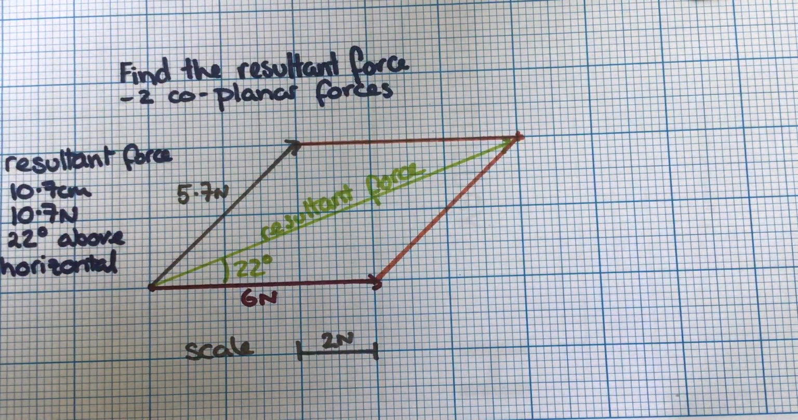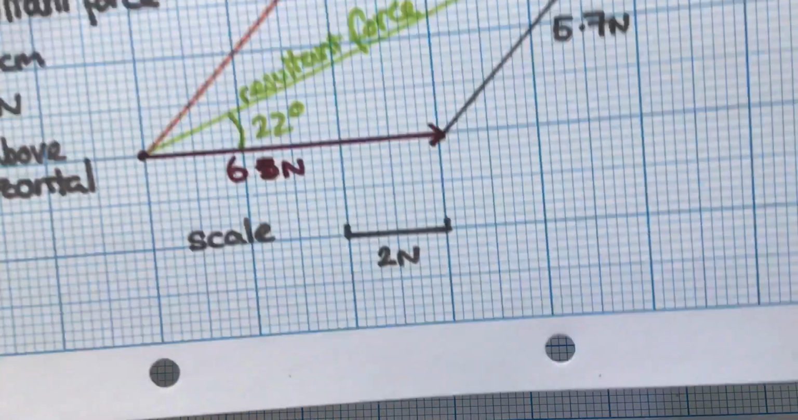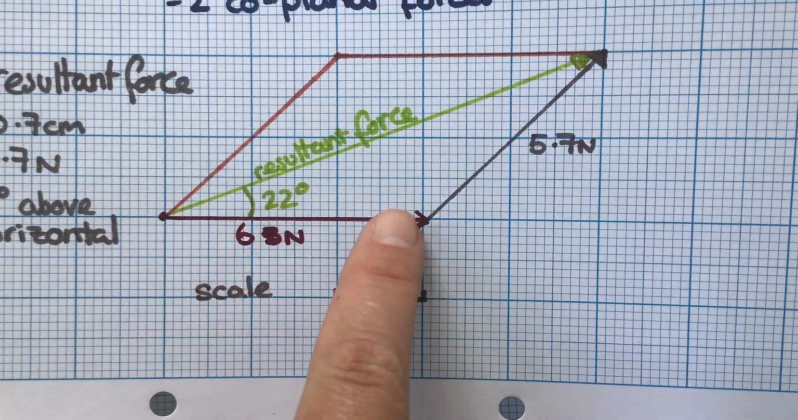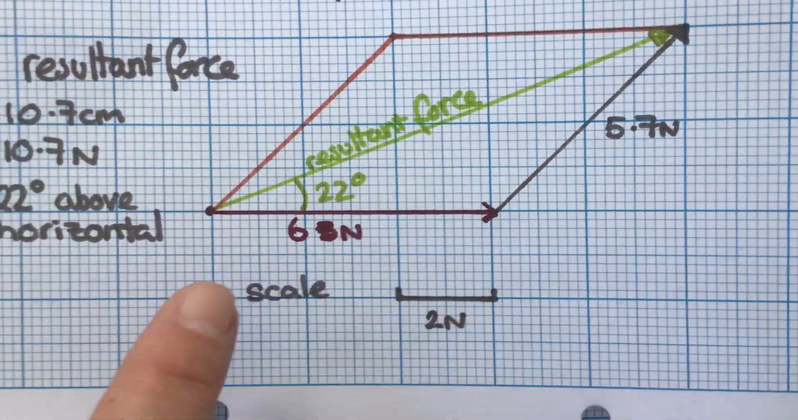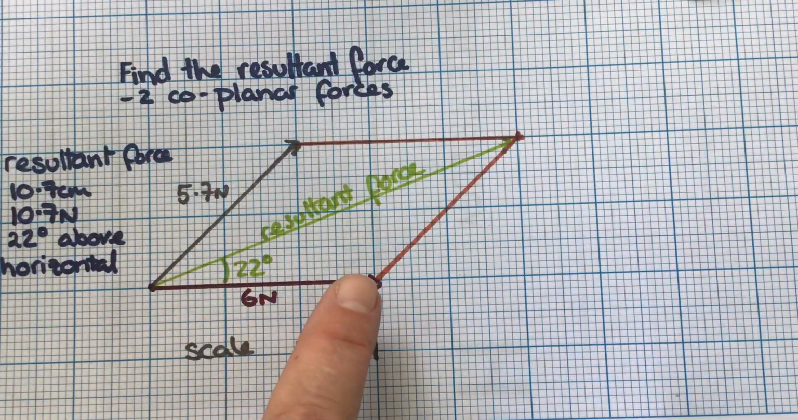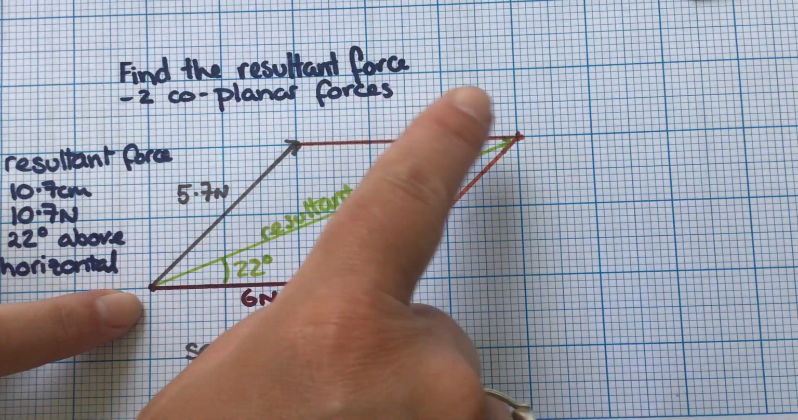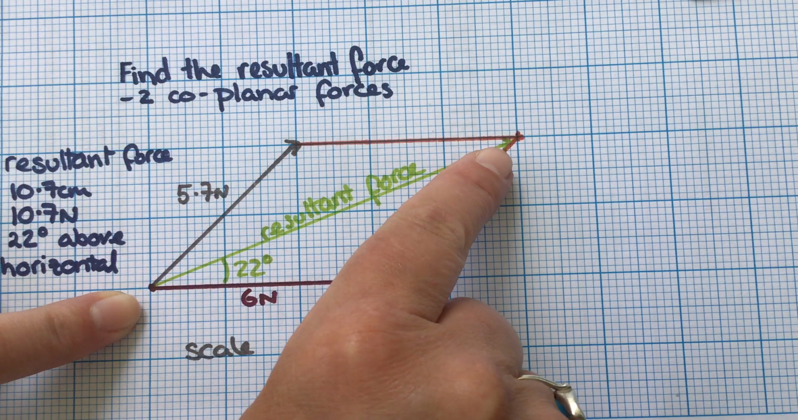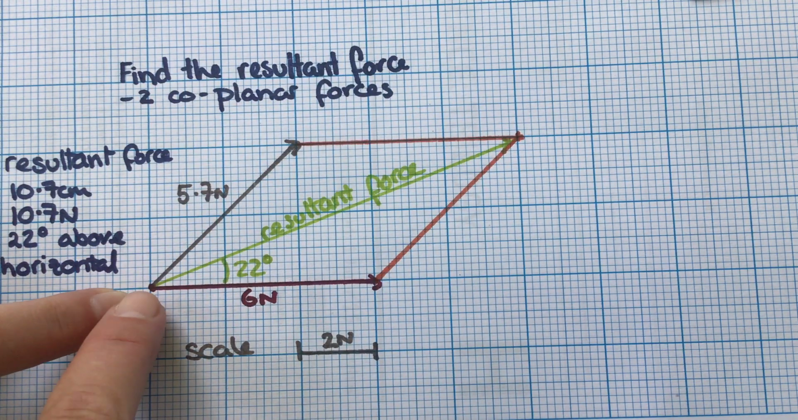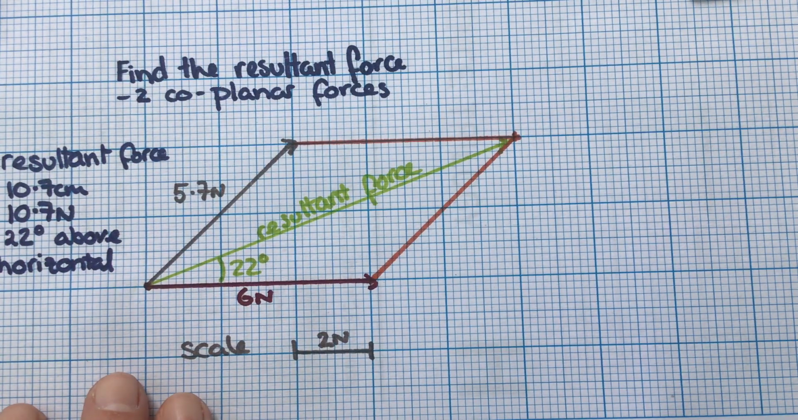And you can see, if we compare it to our previous one where we had been given the two vectors tip to tail, we're getting the same answer with our scale diagram. So we can use this parallelogram method and draw the parallelogram in, and the diagonal is the resultant even if we've got two vectors here that are tail to tail rather than tip to tail.